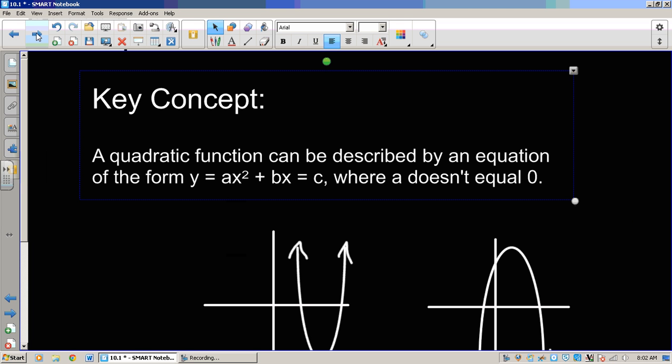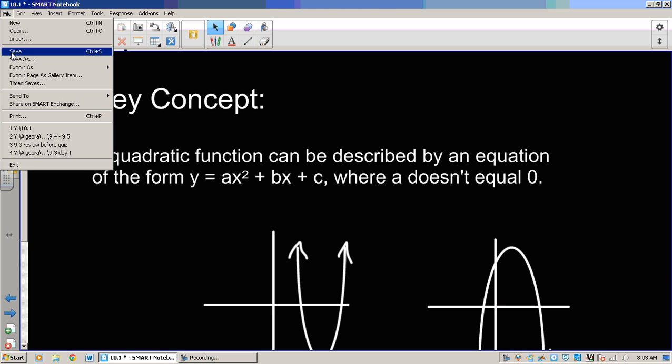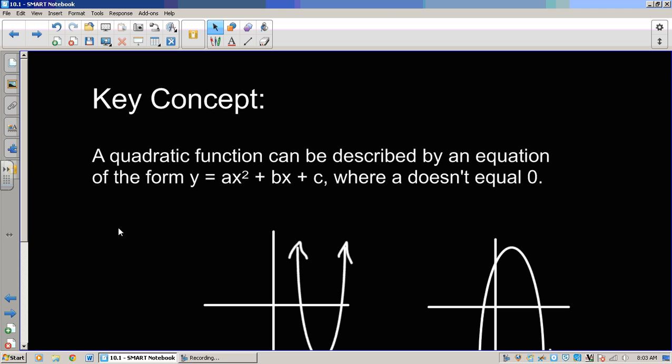Again, the key concept is a quadratic function can be described by an equation of the form y equals ax squared plus bx plus c. I know that says equals, so let's just go ahead and fix that right now. I don't know why it says equals. Because some slacker made this, where a doesn't equal 0. And I want to save this right now. Okay, there we go. Where a does not equal 0. So a can't equal 0.